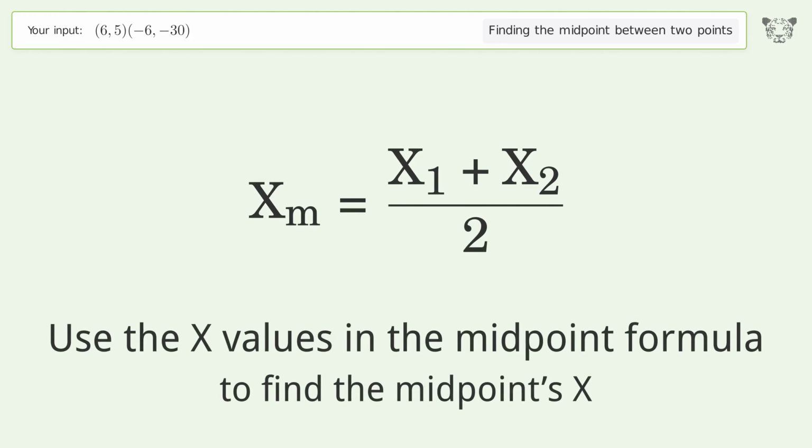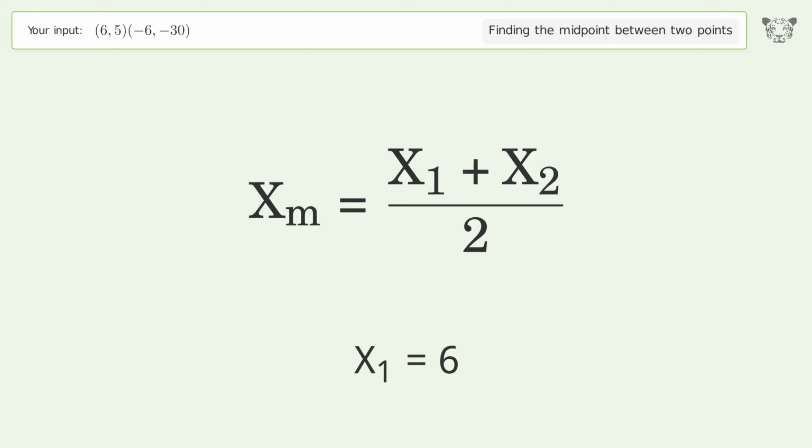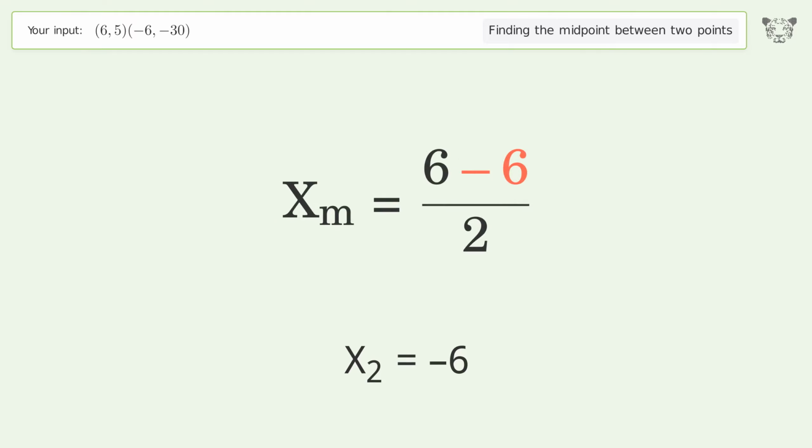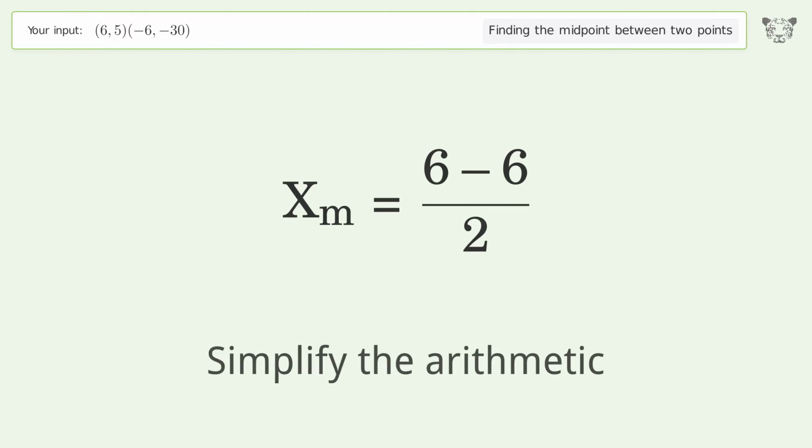Use the x values in the midpoint formula to find the midpoints x. x1 equals 6. x2 equals negative 6. Simplify the arithmetic.